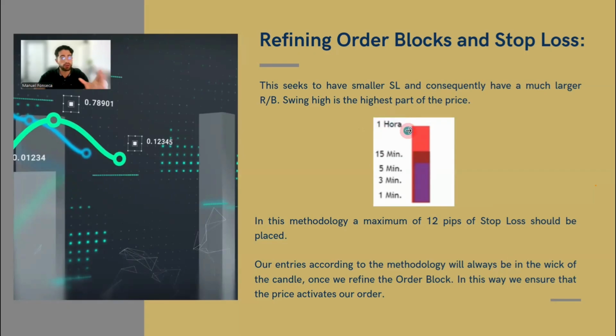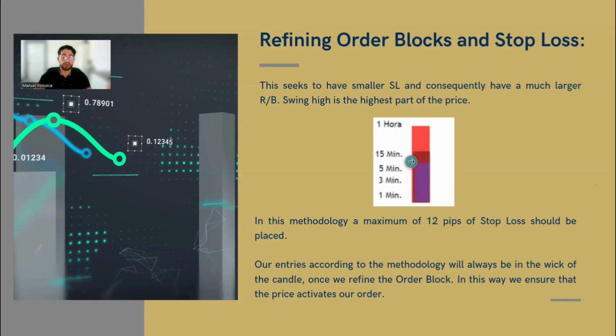But then if we go down to a lower time frame, in 15 minutes we find a smaller order block inside the same 1 hour order block. So now we're gonna take this as a zone. But sometimes we can go even further. In 5 minutes, we'll find a smaller order block inside the 1 hour and the 15 minutes order block.